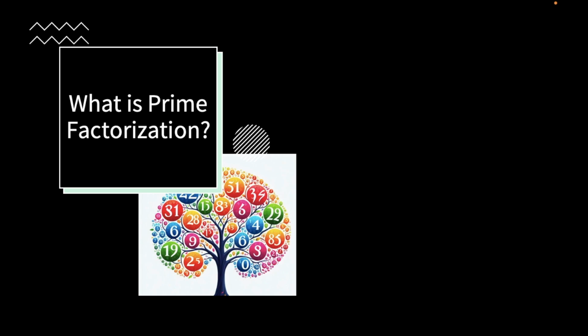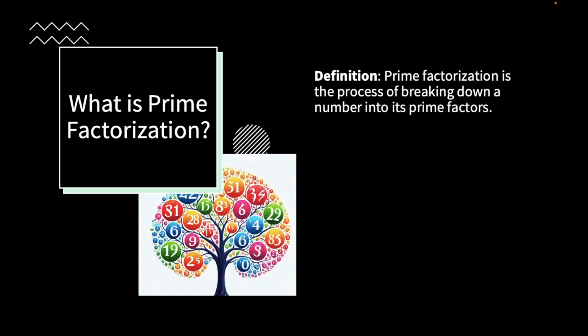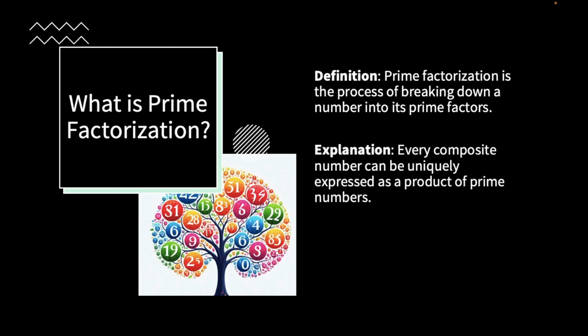Now, let's move on to prime factorization. Prime factorization is the process of breaking a number down into its prime factors. A prime number is a number greater than 1 that can only be divided by 1 and itself. Prime factorization allows us to express any composite number as a product of prime numbers. For example, the number 60 can be factorized as 2 squared times 3 times 5. Let's look at an example on the next slide.